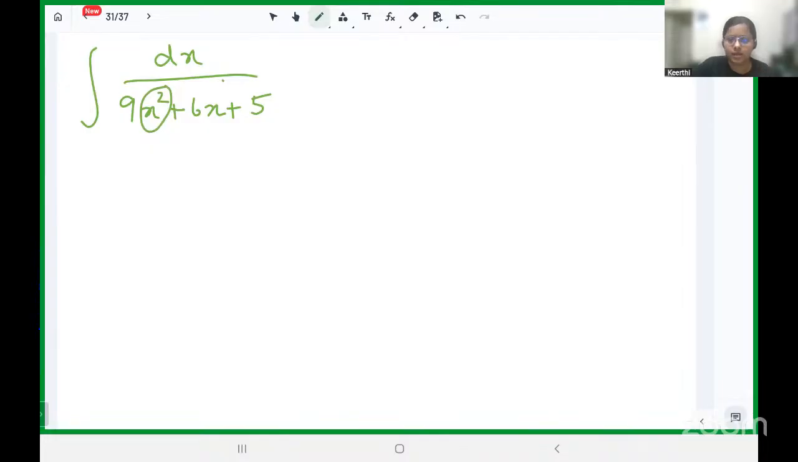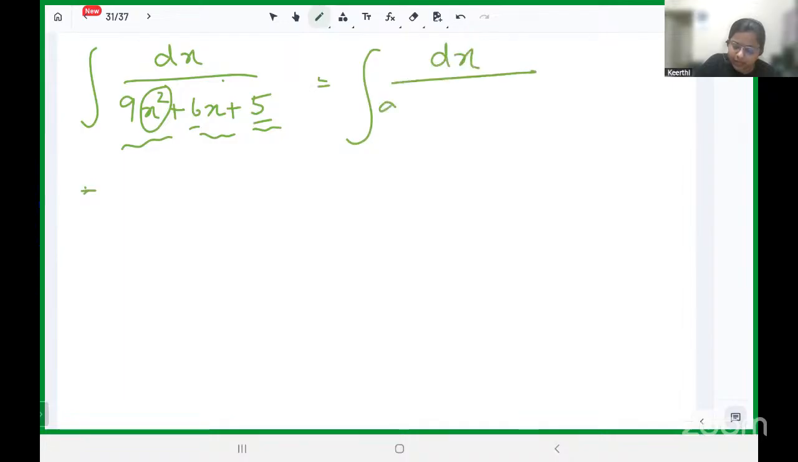So here you can see that the coefficient of x square is 9. So you have to make the coefficient 1. For that, I'm going to take 9 from each of these terms. In 6x and 5, there is no 9, so you have to divide by 9 to make it equal. It is integral dx by, I'm going to take 9 from x square. So this will become x square itself. But in 6x, there is no 9, so it will become 6 by 9x plus 5 by 9.